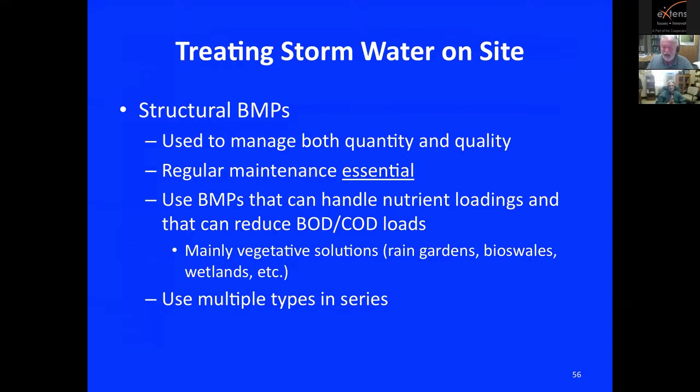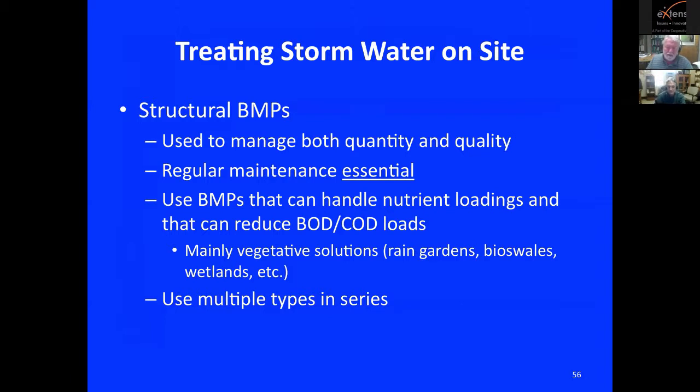Typically that means adding oxygen to it somehow. Usually aeration. We don't actually buy bottles of oxygen and inject that. These are usually some sort of vegetated solution, which are simple grass waterway or grass buffers, rain gardens, bioswales. Could be a wetland, a treatment wetland. We can also use multiple types in series.